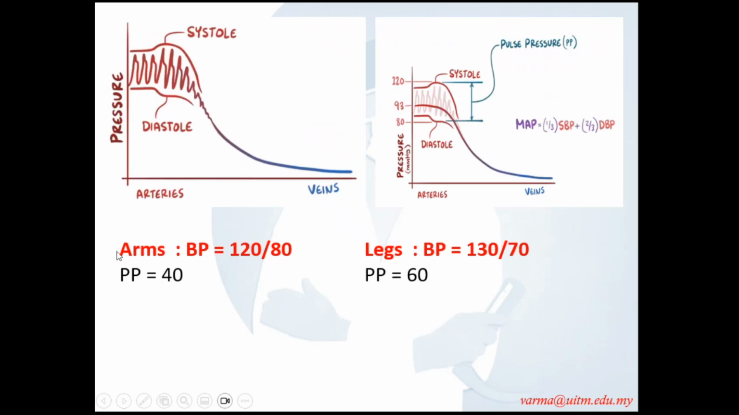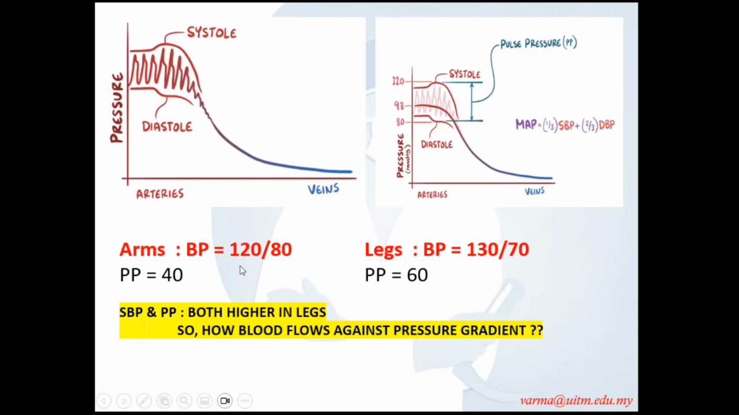The importance is, as I mentioned, let's take an example. You measure a blood pressure in the arm. Let's say a normal person, 120/80, and for the same person, you measure the blood pressure over the calf, it's 130/70. Systolic will always be on the higher side, diastolic will be a bit lower. So you measure the pulse pressure: it is 40 in the arm, as pulse pressure is systolic minus diastolic. 120 minus 80 is 40. Whereas in the legs, 130 minus 70 will be 60. So the systolic in the legs is higher than in the arms.